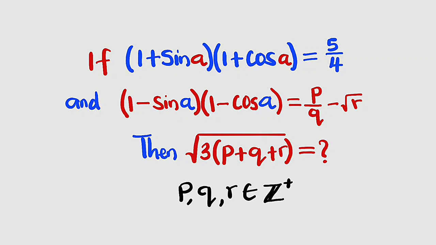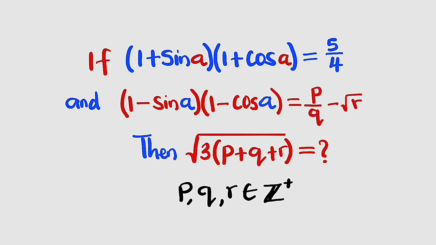Hello everyone. Let us provide a solution to this interesting brain-teasing question. The question reads: if (1 + sin A)(1 + cos A) = 5/4, and (1 − sin A)(1 − cos A) = P/Q − √R, then what is the square root of 3 multiplied by (P + Q + R), given that P, Q, and R are all positive integers?